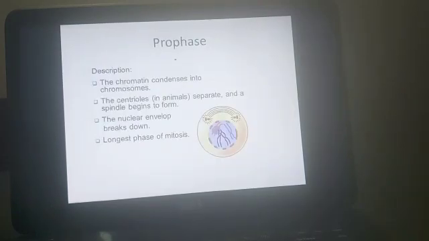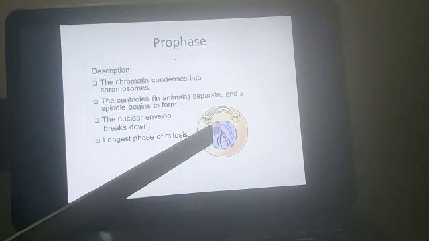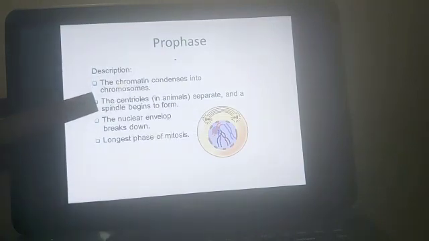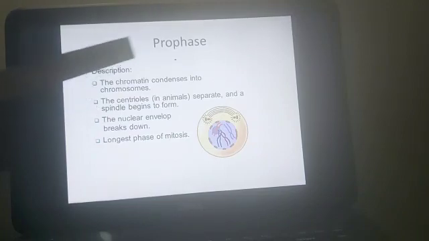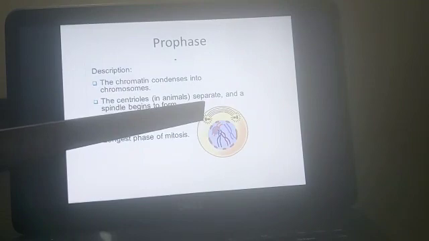Now coming to the prophase. Prophase is the first phase of a mitotic division, and here the chromatin condenses and forms the chromosomes. You can see that the chromatin material, which is loose thread-like material, condenses and forms distinct structures called chromosomes. The centrioles, which are present only in animal cells, please remember this, separate and the spindle forms. So here you have the centrioles. Remember, centrioles are present only in animal cells.